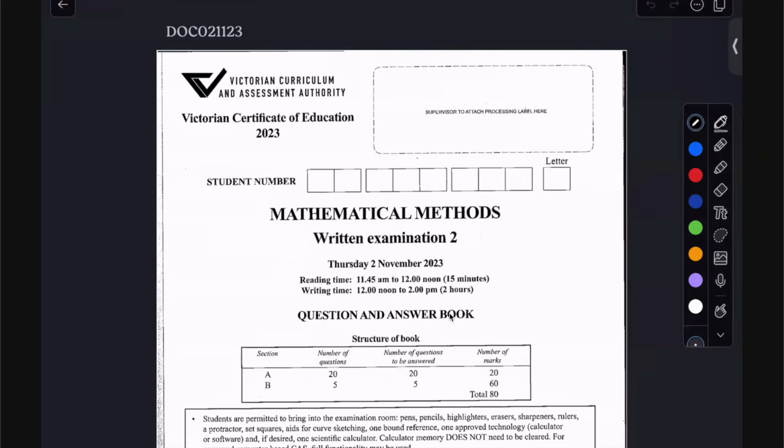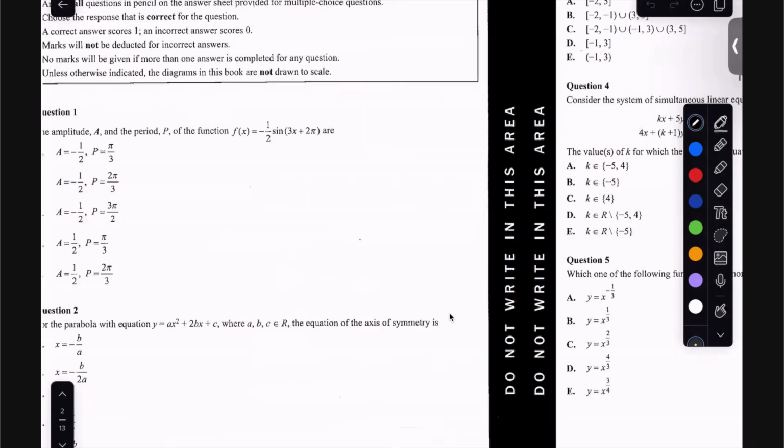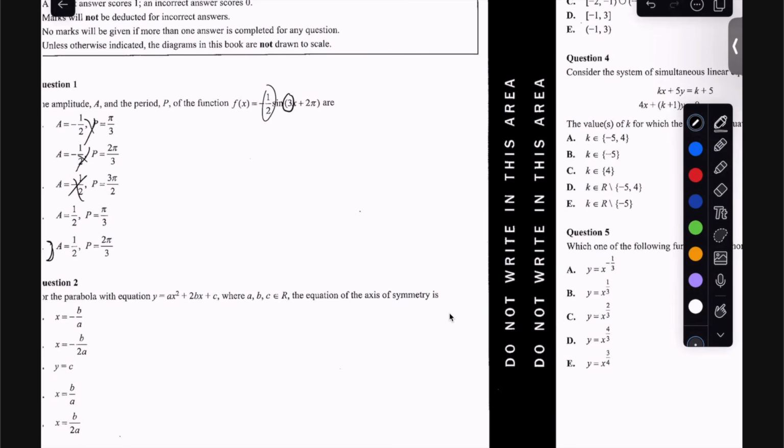Alrighty, so let's see. The amplitude and period of that function. So the amplitude is positive 1/2. Remember, we don't include negatives in the amplitude. And then the period, it's a sine graph, and the x is here, so it's 2 pi on 3. So the answer would be E.